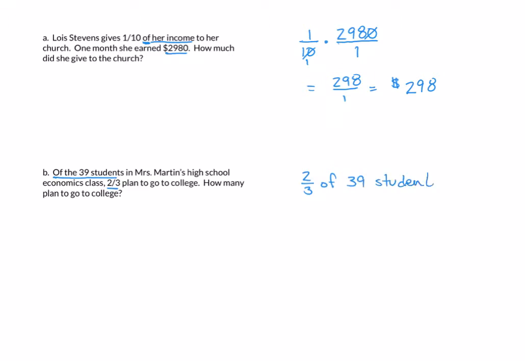So we can again rewrite this to where it says this. And again, remember, of means multiply. So we're going to get 2/3 times 39, and I'm going to again put 39 over 1. If we go ahead and cancel, my 3 and my 39 are both divisible by 3. We get 1 and 13. And now if we multiply straight across, we get 26 over 1, or 26 students.